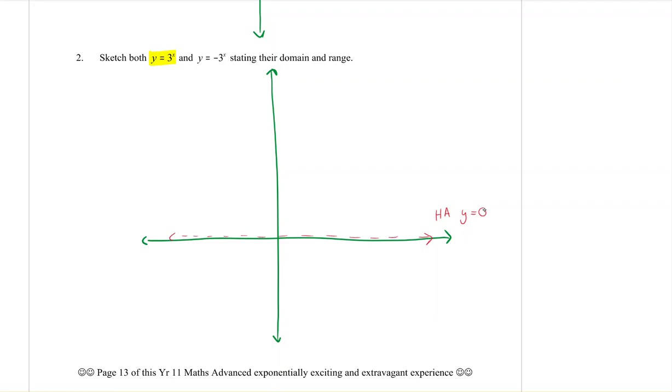My intercept, when I sub in 0, I get 1. And when I sub in x as 1, I get y is 3. I'm doing that quickly because it's exactly what we did last time. Okay, so there is my y equals 3 to the x graph again.